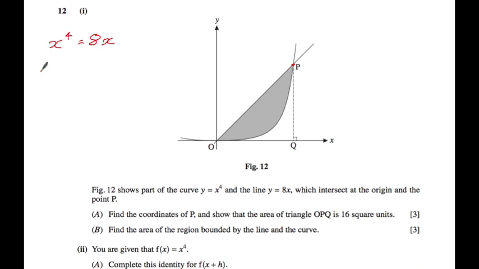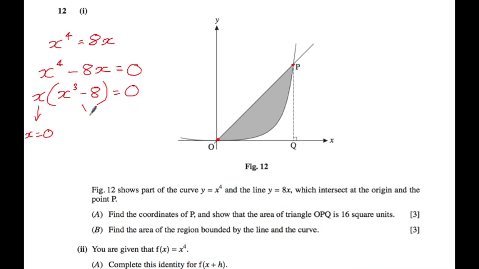So this is a polynomial, so we should get it all on one side and then try and factorise it. So we can factorise out an x, and then we've got x cubed minus 8 here. So then we've got two options. Either x can equal 0, which we can see there's another intersection here, so that's what that gives us, or x cubed equals 8, in which case x is the cube root of 8, which is 2.